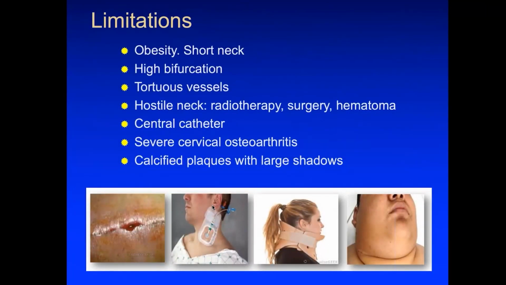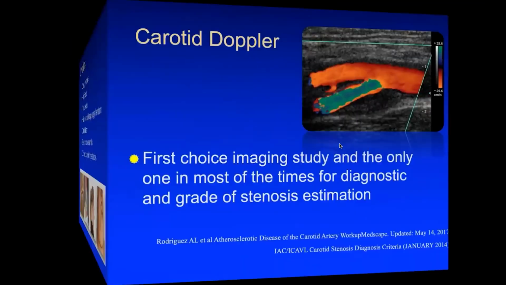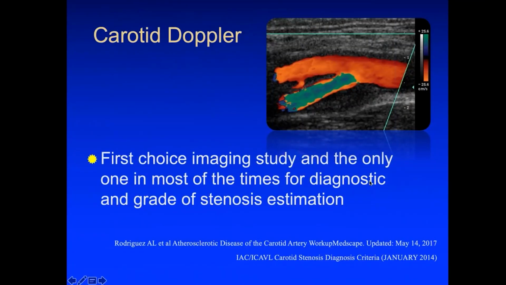But the method has limitations: obesity, a short neck in these cases, also high bifurcation, tortuous vessels, hostile necks, for example, in case of radiotherapy, surgery, hematoma, central catheter, severe cervical osteoarthritis, and calcified plaques with large shadows. So I can say finally that carotid Doppler is the first choice imaging study and the only one most of the time for diagnosis and grading of the stenosis estimations.